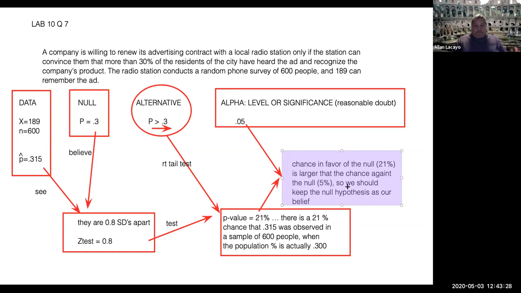Does that make sense? So that's how the structure of reasoning through hypothesis testing works. Seeing versus believing gives us a statistical distance. That statistical distance in standard deviations gets translated into a probability in favor of the null. And that probability gets compared to our probability against the null that we choose and that we preset prior to the data collection, so that there's no conflict of interest in the data collection. And then we just reach a conclusion by the comparison of p-value and alpha.